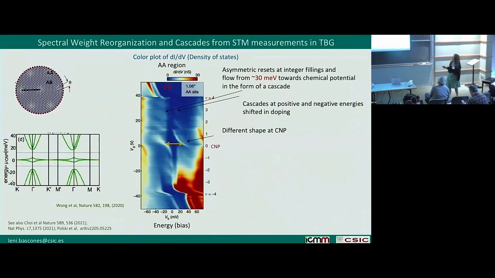So you can see this is a color plot of the density of states measured at the center of the Brillouin zone, what is called the AA region. In this color plot, the doping is shown here and the energy here, measured with respect to the chemical potential. The density of states is the color, and you can see that at the integer fillings there are asymmetric resets, and spectral weight that flows towards the chemical potential, over this very large energy of order several tens of milli-electron volts. You can see that there are cascades at both positive and negative energies, and they look somewhat shifted in doping, and that there is a different shape at the charge neutrality point.